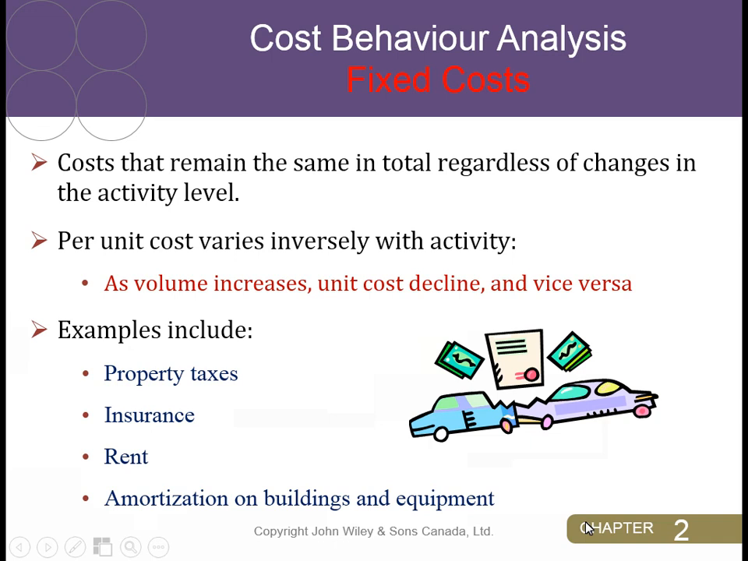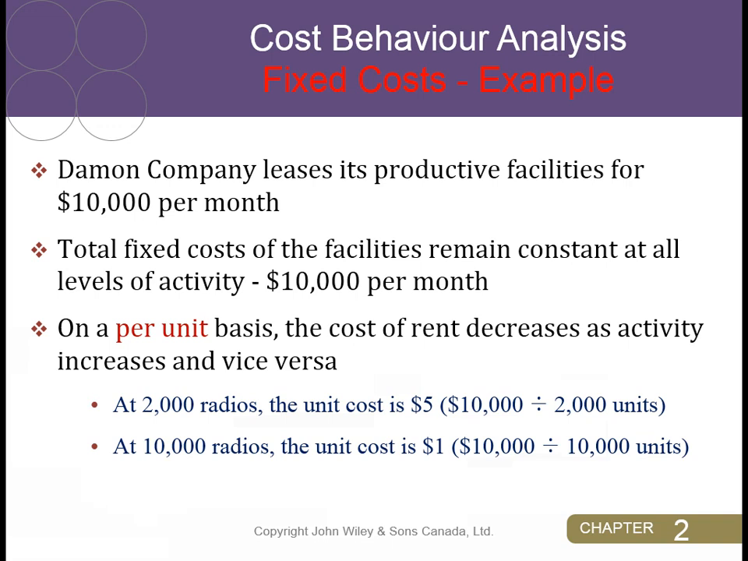Okay? So to try and give you a clearer example than the one I just gave, let's take a look at something on the overhead here. We'll take that same company we were talking about before, Damon Company, but let's pretend that they lease their productive facilities and they pay $10,000 a month to lease their facilities. So total fixed costs don't change. Whether they make 1 unit or 100,000 units, it's going to be $10,000 a month. But on a per unit basis, you can see that the cost of rent per unit gets cheaper as activity levels go up. That's why I say they have an inverse relationship.